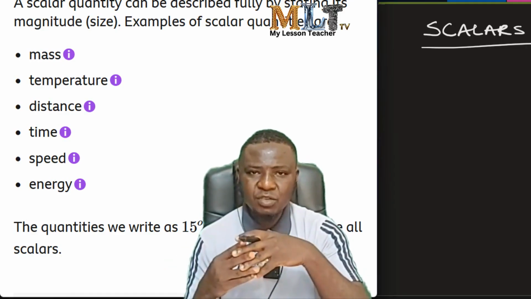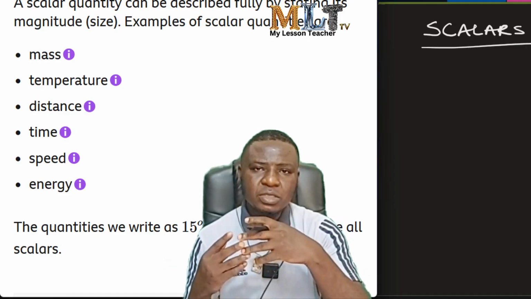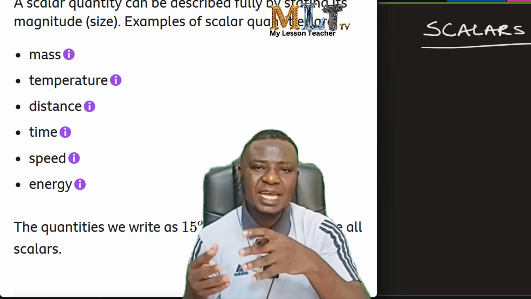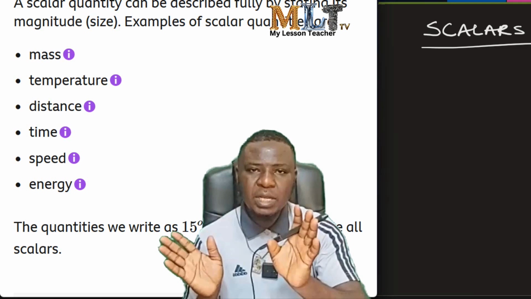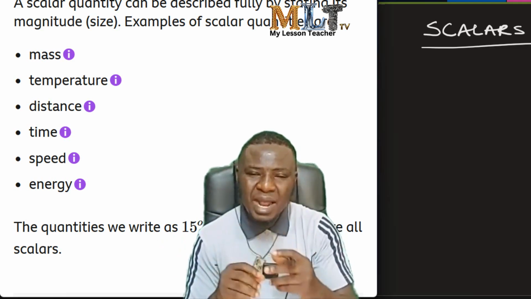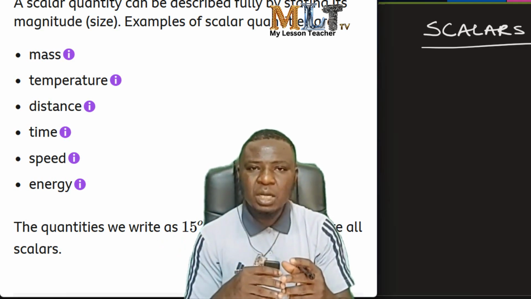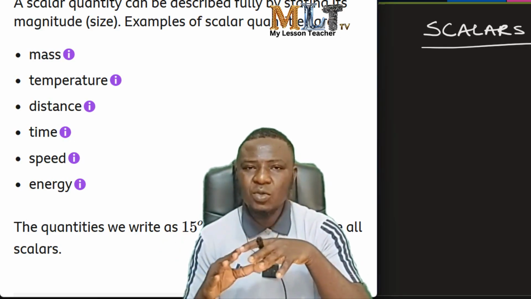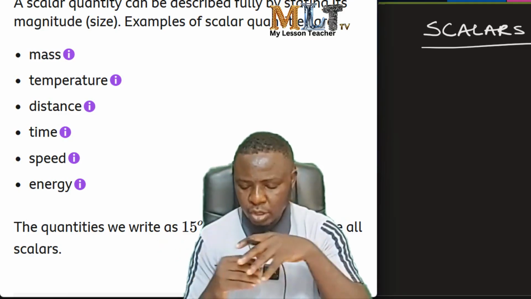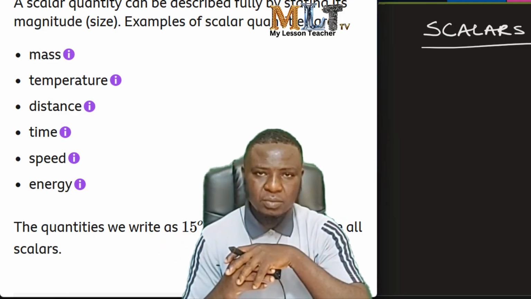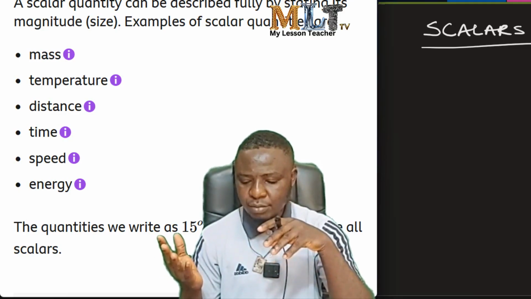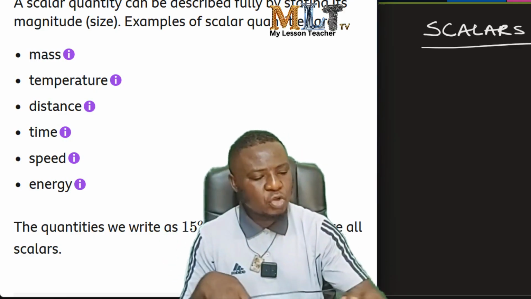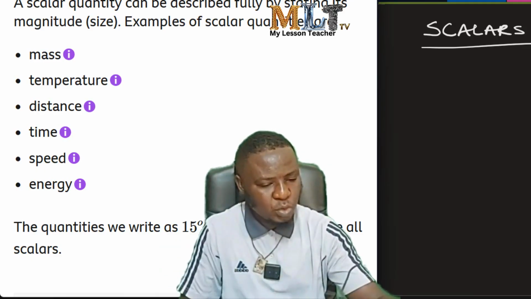For example, you may have something like 75 centimeter cube or 75 liters of water. It has only that magnitude, which has to do with liters, okay? And there is nothing to specify in what direction it is going. So I've given you examples of scalar quantities. Now, let's take some of the features of these scalar quantities.